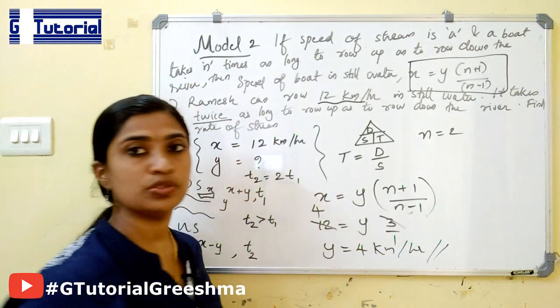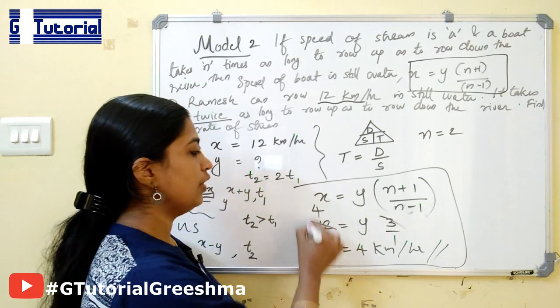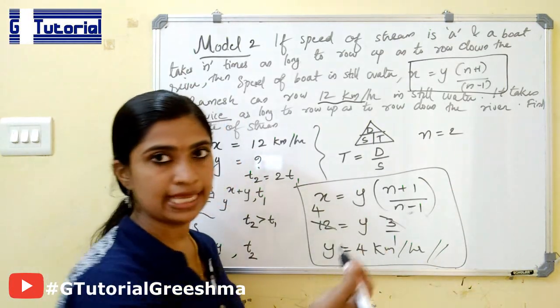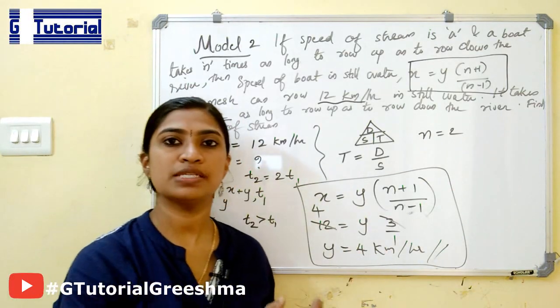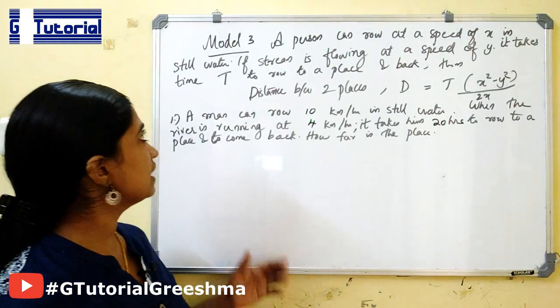This is the easy method to solve this type of problem. So just remember this formula and you will be able to do it within seconds. x is equal to y into (n plus 1) by (n minus 1). Next question. Now we can move on to the third model.